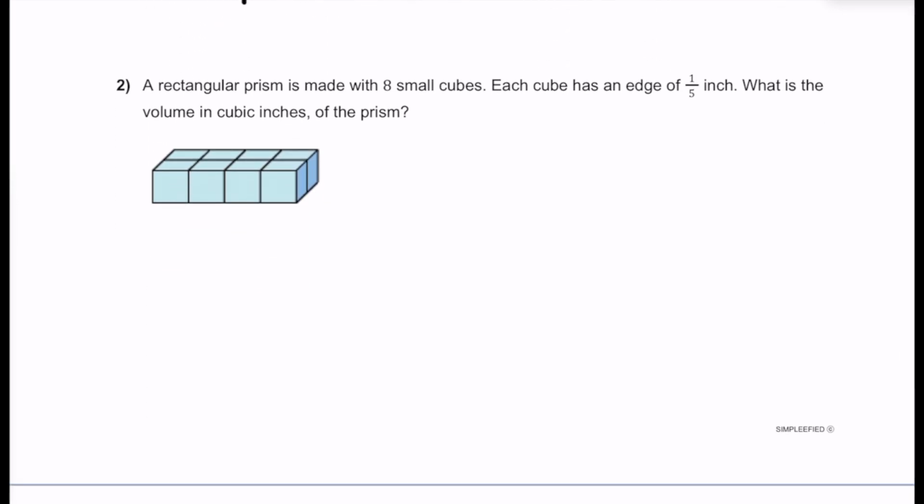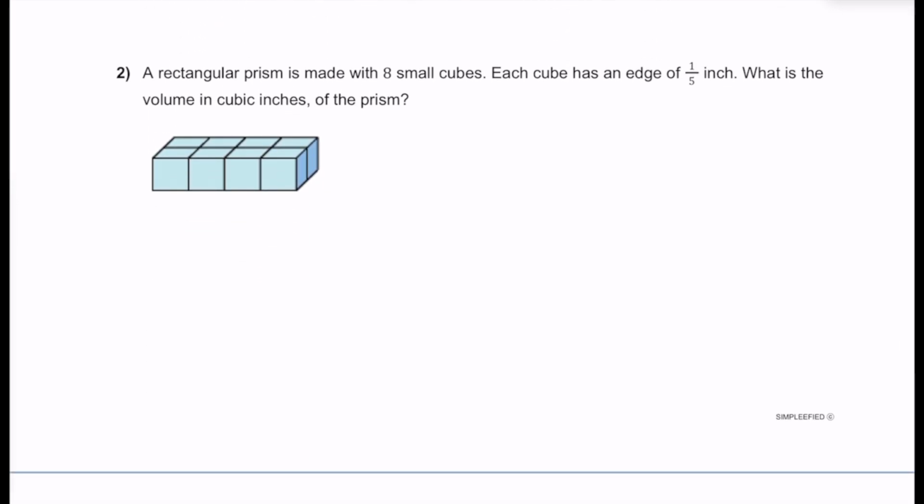All right, let's check out another problem. For number 2, we see we have a right rectangular prism. It's made up of 8 of these small cubes, as you can see below. Each cube has an edge length of 1/5. It says, what's the volume of this prism here, right?